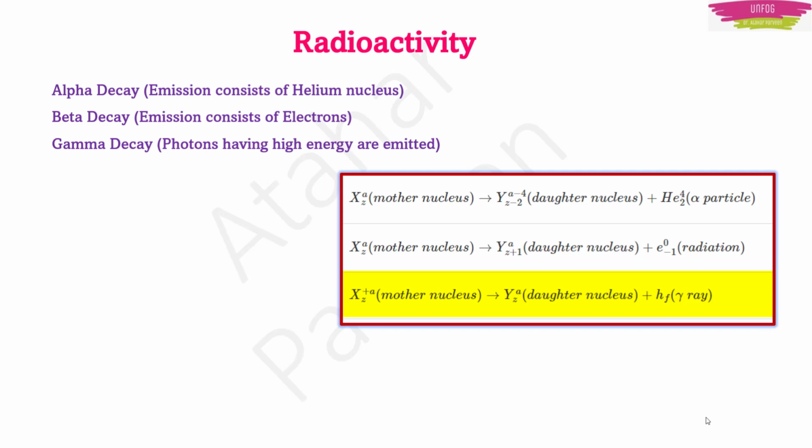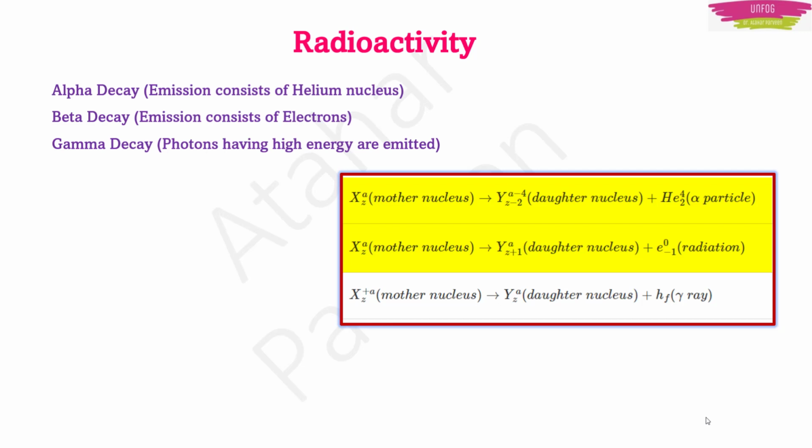In beta decay, an electron is emitted. That electron, you can call it a radiation, right? That is emitted. And here the daughter nucleus mass number will not change. Atomic number will increase by 1. Okay. Atomic number will increase by 1.